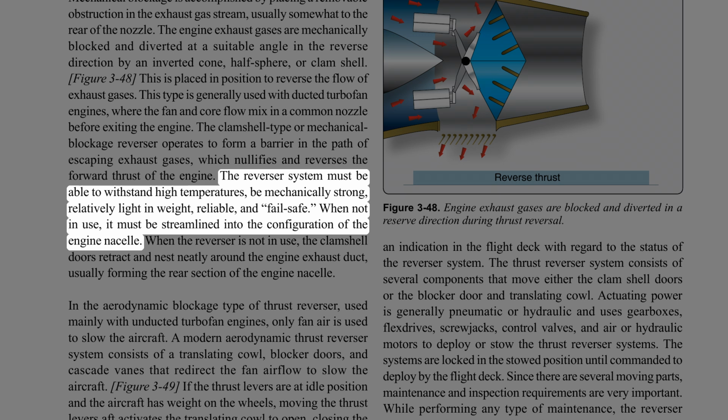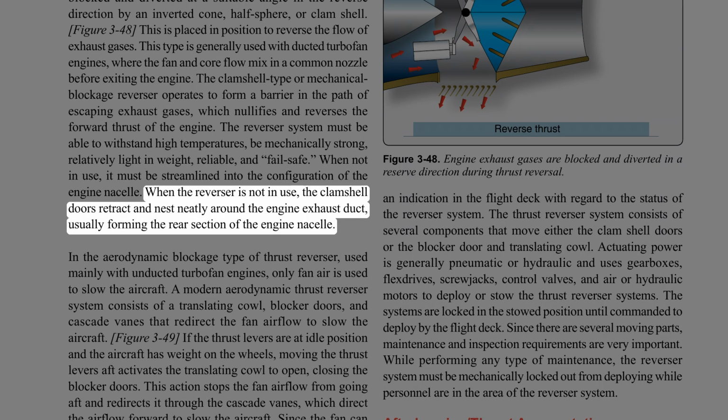The reverser system must be able to withstand high temperatures, be mechanically strong, relatively light in weight, reliable, and fail-safe. When not in use, it must be streamlined into the configuration of the engine nacelle. When the reverser is not in use, the clamshell doors retract and nest neatly around the engine exhaust duct, usually forming the rear section of the engine nacelle.